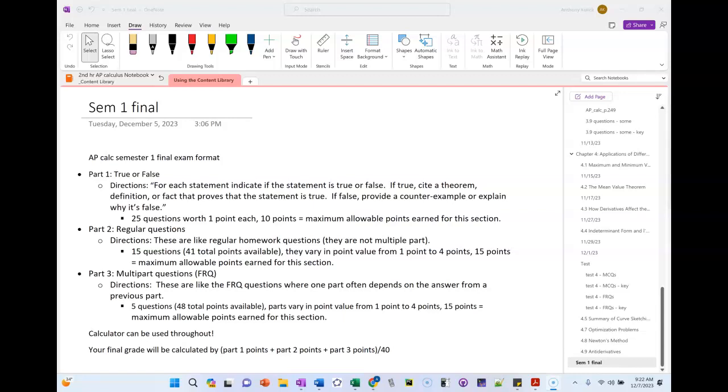What would you say is the best way to study for the true false? Just like memorizing the definitions? So I would think about concepts, right? Like, for example, a question might be, if f is continuous, then it is differentiable.